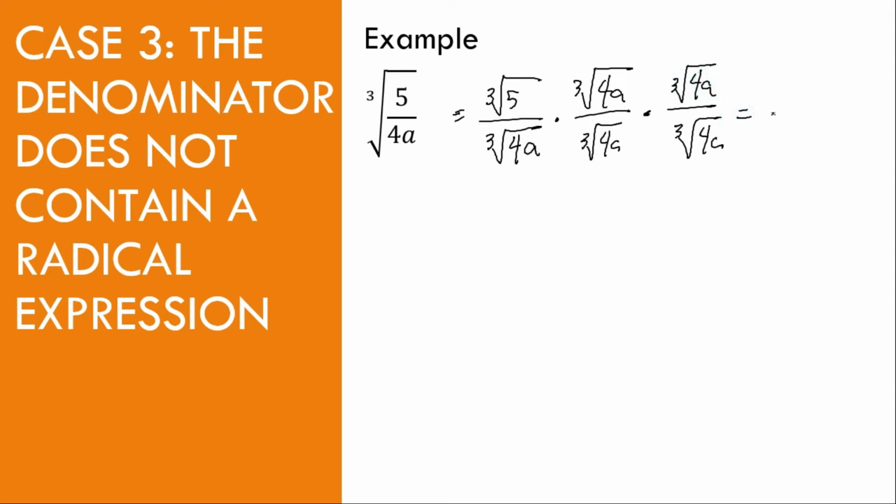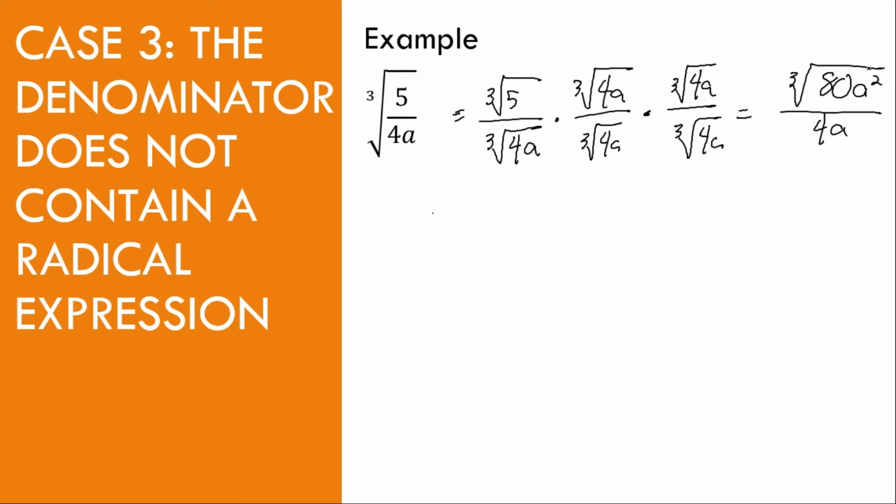So, kung multiply natin to, cube root of 4a times cube root of 4a times cube root of 4a, magiging 4a yung denominator. Okay, yung problema na natin is yung sa numerator. So, you will have 5 times 4a times 4a. That is cube root of 5 times 16a squared. 16 times 5, that is 80. So, it will become 80a squared.